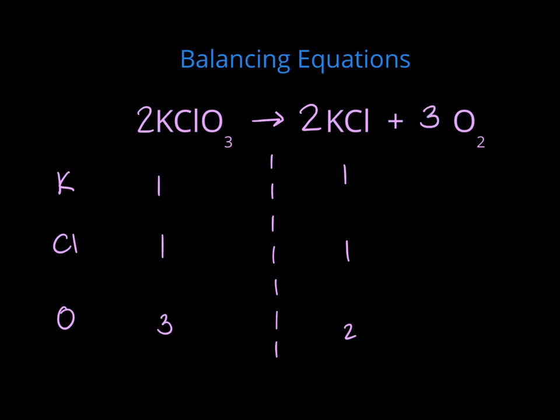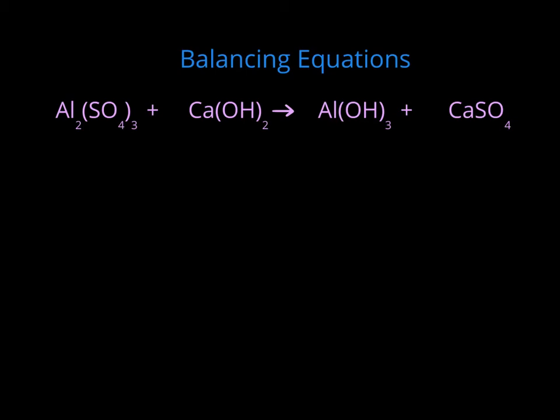So now I clean things up a bit and do a quick check to make sure that I'm balanced. So I've got 2 potassiums, 2 potassiums, 2 chlorines, 2 chlorines, 6 oxygens, and 6 oxygens. So I'm balanced. And I'm in the lowest whole number ratio possible for my coefficients. So I'm even good to go there. No more fractions. Now let's take a look at one final example that involves polyatomics.